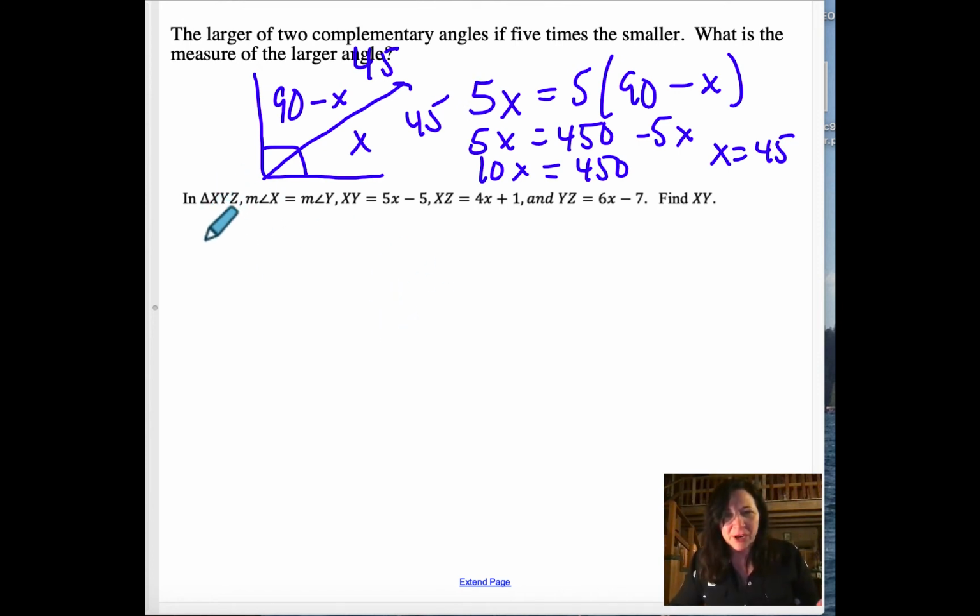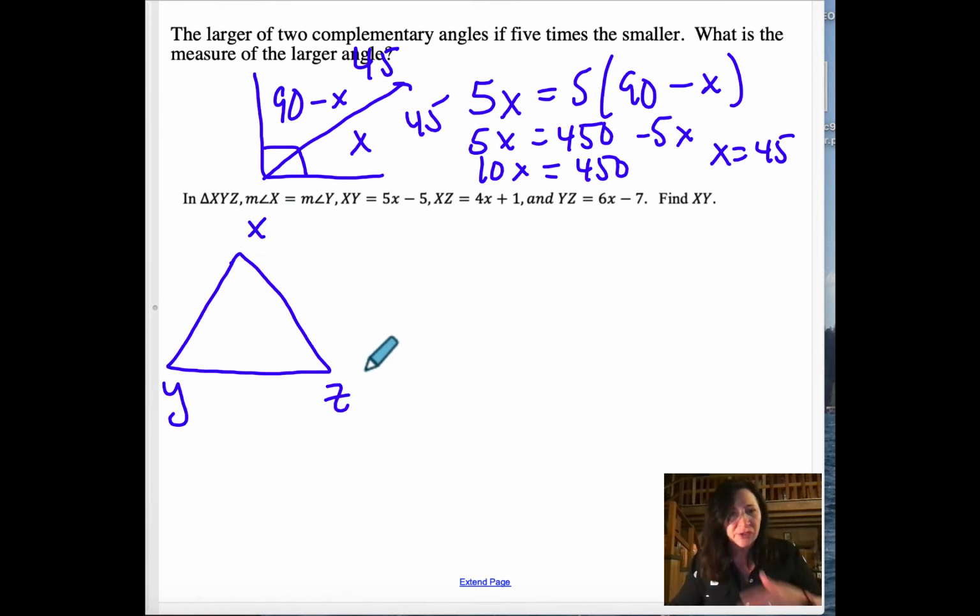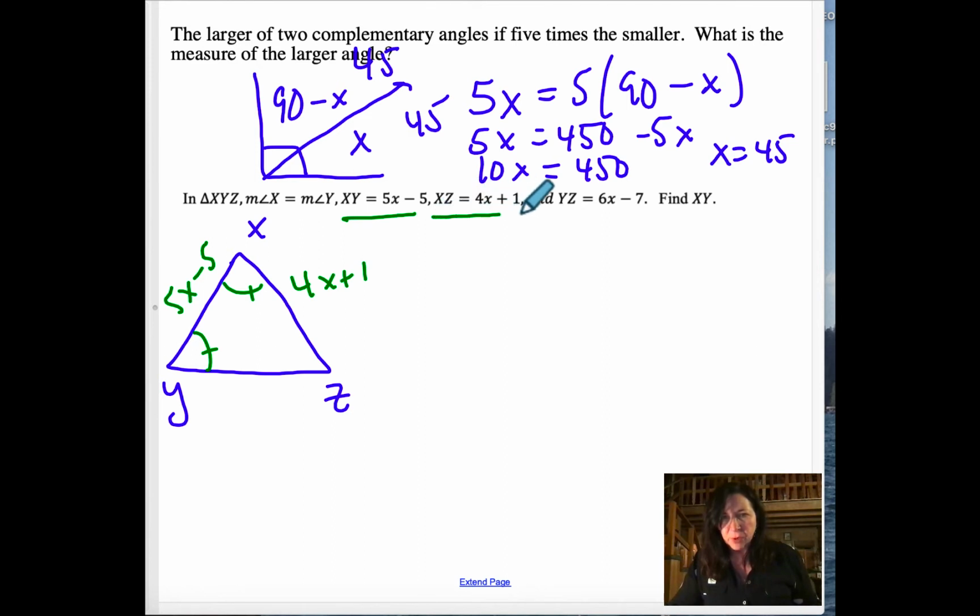Okay. In this problem, it says a triangle XYZ. So here we go. We have X, we have Y, we have Z. Just label them. And the measure of angle X is equal to the measure of angle Y. So we're going to mark that this is congruent to that because they're equal. XY, that's the length of a side. The length of the side is 5x minus 5. That's this one. XZ, that's this side, is 4x plus 1. And then YZ, that's down here, is 6x minus 7.